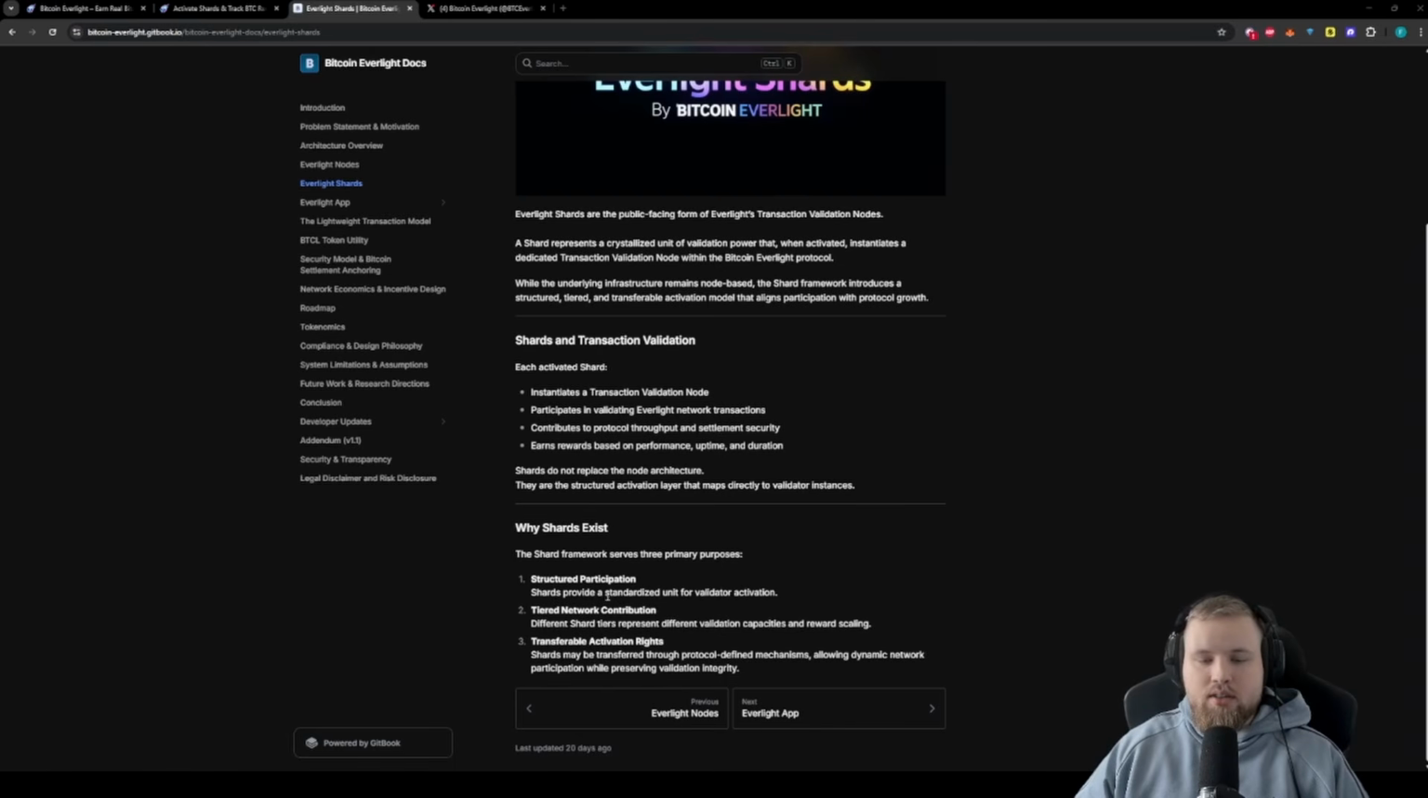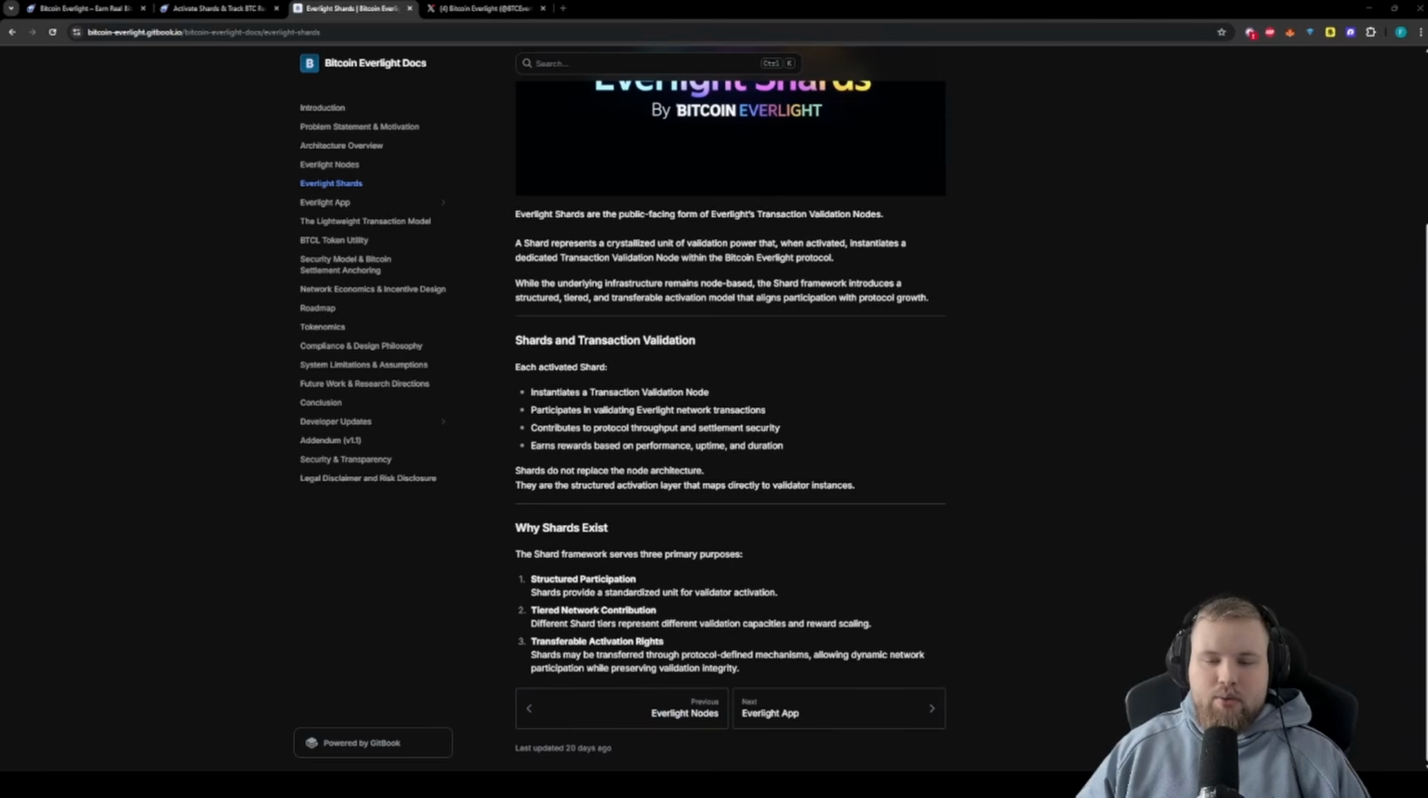The structured participation. Shards provide a standardized unit for validator activation. Tiered network contribution. Different shard tiers represent different validation capacities. And reward scaling, so you can scale the income that you're making through the shards. And transferable activation rights, which is also very cool. Shards may be transferred through protocol-defined mechanisms, allowing dynamic network participation while preserving validation integrity.